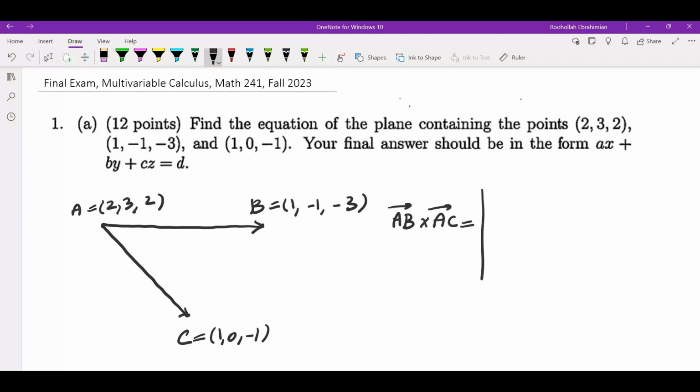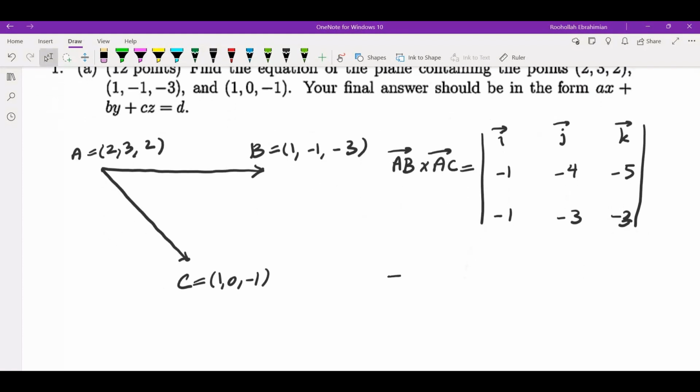So how do we find AB cross AC? We will do a determinant. So AB is B minus A, so that's -1 minus 2, that's -3; -1 minus 3, that's -4; -3 minus 2, that's -5. AC would be 1 minus 2, that's -1, 0 minus 3, that's -3, and -1 minus 2, that's -3.